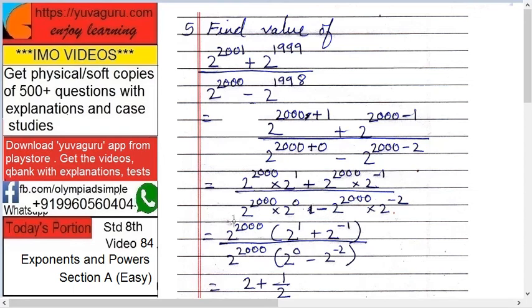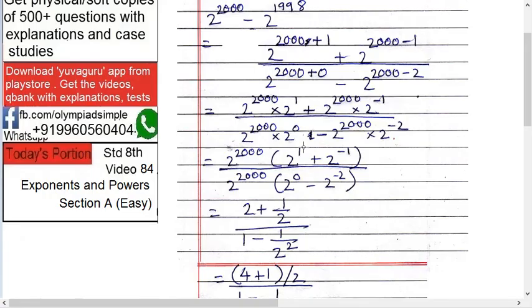Now this gets cancelled, 2^2000. So the problem becomes simpler now. So now the problem becomes (2^1 plus 2^-1) upon (2^0 minus 2^-2). That much. Now we'll convert this minus 1 to plus 1 and minus 2 to plus 2.